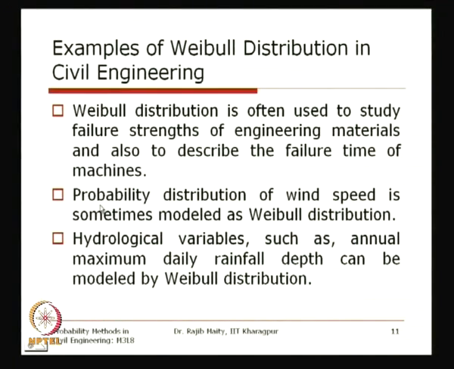Secondly, the probability distribution of the wind speed, particularly the hourly wind speed, has also been seen to follow the Weibull distribution, so that is also designed using the Weibull distribution. In the application of water resources and hydrology, the annual maximum daily rainfall depth has also been found to follow a Weibull distribution with a suitable combination of its parameters lambda and beta.